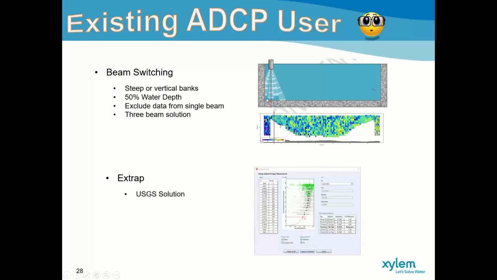As you move towards the edge, and this is a vertical bank, you'll see it creates this trapezoidal shape, and that's because the one beam is getting shallower and shallower and shallower, so it's limiting the velocity profiling.